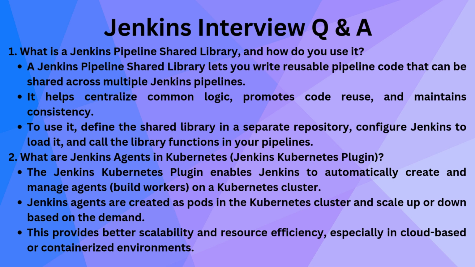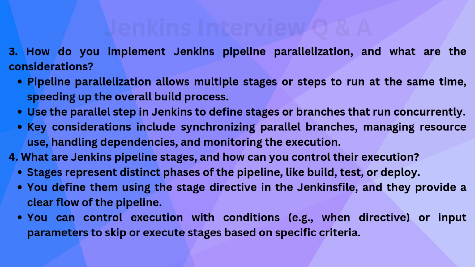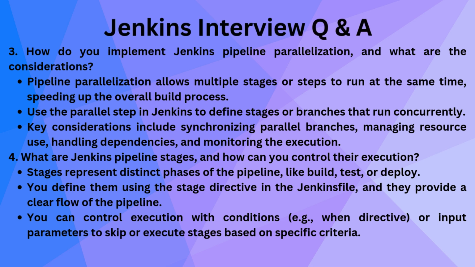3. How do you implement Jenkins pipeline parallelization, and what are the considerations? Pipeline parallelization allows multiple stages or steps to run at the same time, speeding up the overall build process. Use the parallel step in Jenkins to define stages or branches that run concurrently. Key considerations include synchronizing parallel branches, managing resource use, handling dependencies, and monitoring the execution.